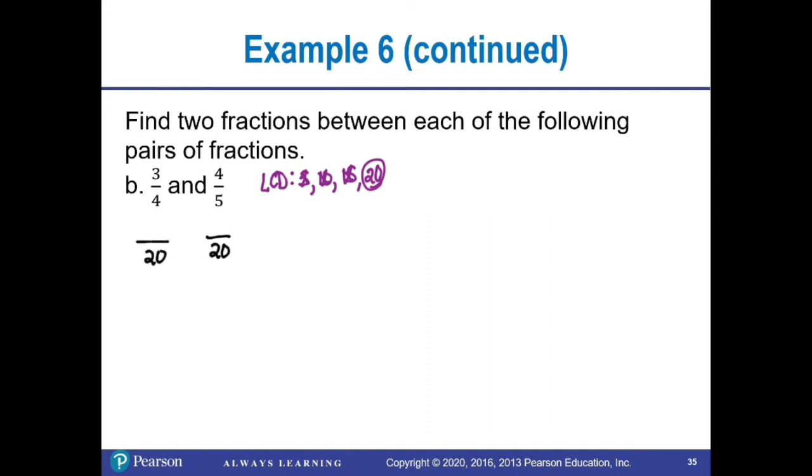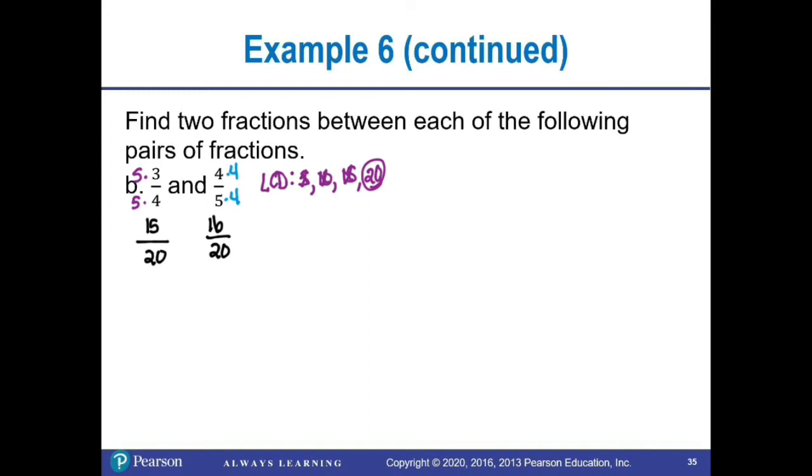Rewrite each of your fractions with your LCD. 4 times 5 would make 20 in the denominator. If we multiply the denominator by 5, we also multiply the numerator by 5. And 5 times 3 would be 15. For the right fraction, 5 times 4 would make 20 in the denominator. If we multiply the denominator by 4, we also multiply the numerator by 4. And 4 times 4 is 16.